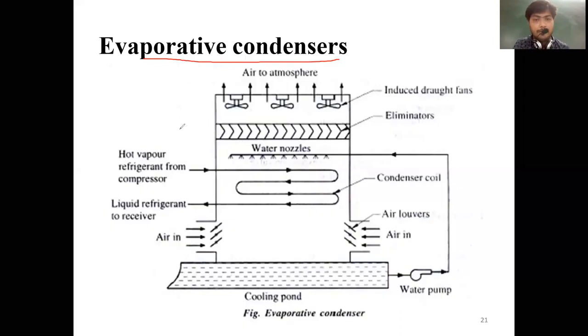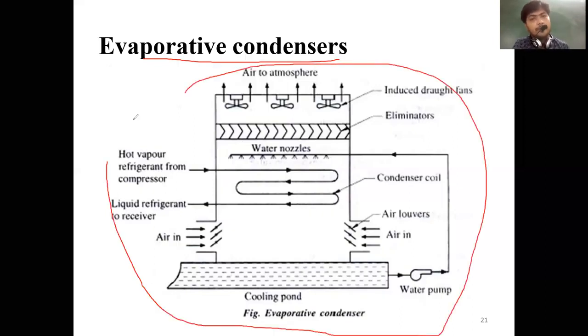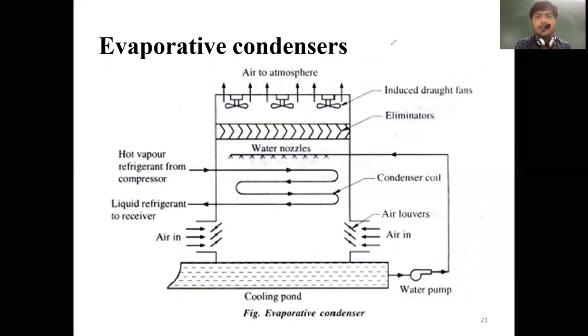This is a very important diagram which is nowadays used in most plants. That is the evaporative type of condenser.